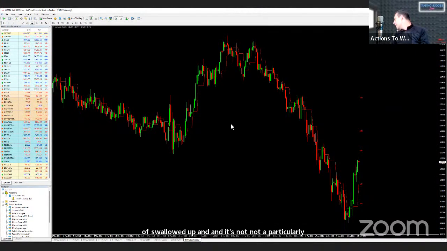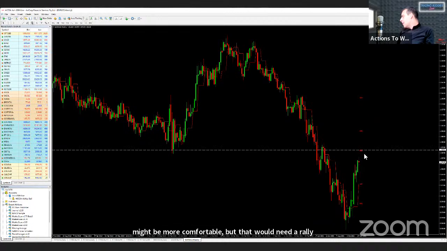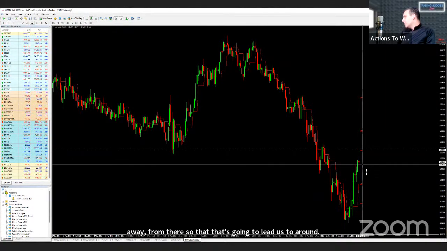But I think if we could get back down to, maybe the 102 level or something, then the market might be more comfortable. But that would need a rally. That would need a decent move to the upside. This looks like the obvious area, and we're not that far away from there. So that's going to lead us to around about the 107 level before we see a potential dip down.